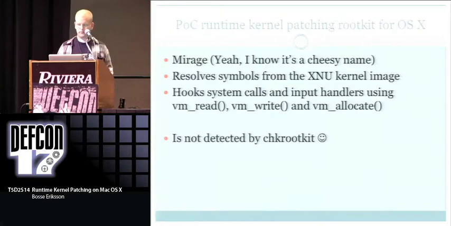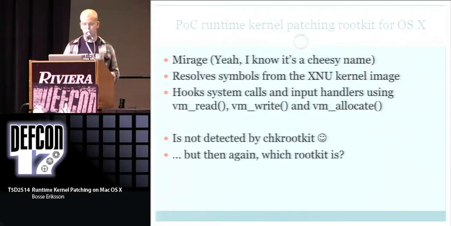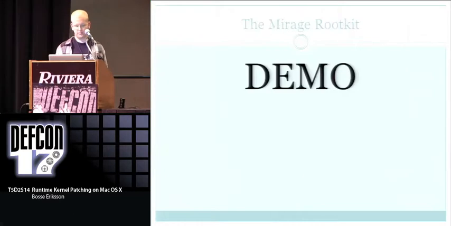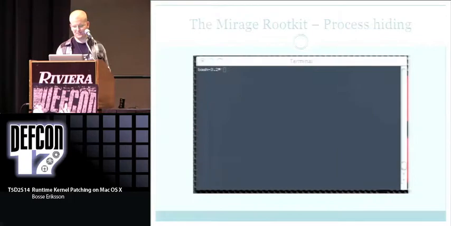I'm going to show you a proof of concept rootkit I threw together for this. It's called Mirage. It's a cheesy name, I know, but it resolves symbols from the XNU kernel and hooks system calls using the named functions. It's not detected by chkrootkit, but I don't know any serious rootkit which is detected by chkrootkit. So, demo time, and I'm not going to do this live. I have videos since I'm a chicken.